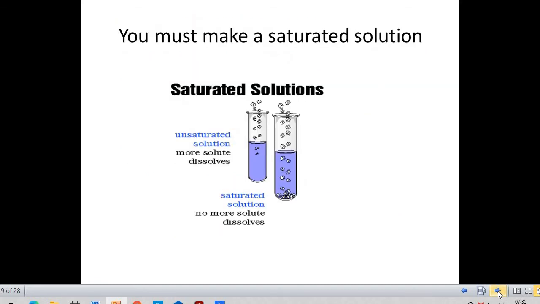So we're going to make a saturated solution. Now a saturated solution cannot dissolve any more. So what we're going to do is we're going to add the sodium chloride to the water until no more will dissolve. And we'll see the crystals at the bottom. Look, can you see that? The nearest boiling tube there, you can see the crystals, they're no longer dissolving.